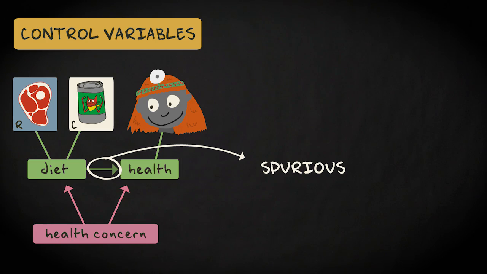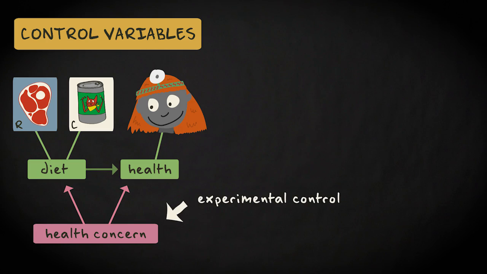One way to eliminate health concern as a confounder is to control it experimentally. We can make sure we only let owners participate that have the same medium concern for their cat's health. We've turned health concern into a constant. Since health concern is the same, it cannot be related to diet and cannot affect the relation between diet and health.